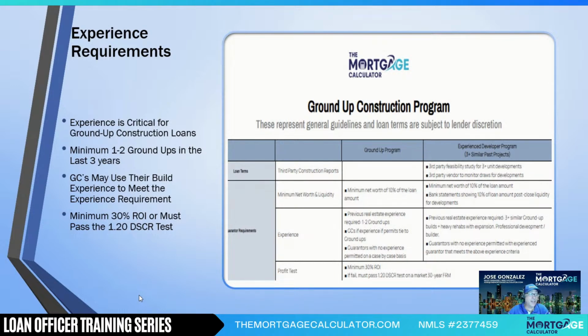If the deal doesn't have at least 30% ROI, then it must pass a DSCR test of 1.2 based on a 30-year fixed rate mortgage at market rates. What is market rate? I guess they would have to let us know what they consider market rate. So really important that you are aware of all of these experience requirements, and also be aware that they do grant exceptions where it says guarantors with no experience permitted on a case-by-case basis.